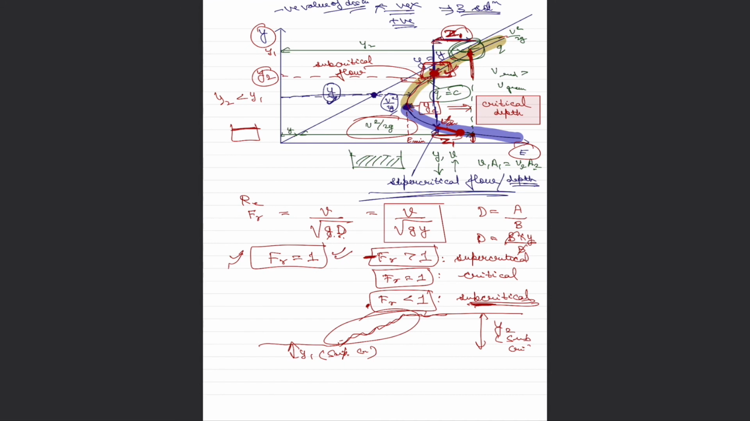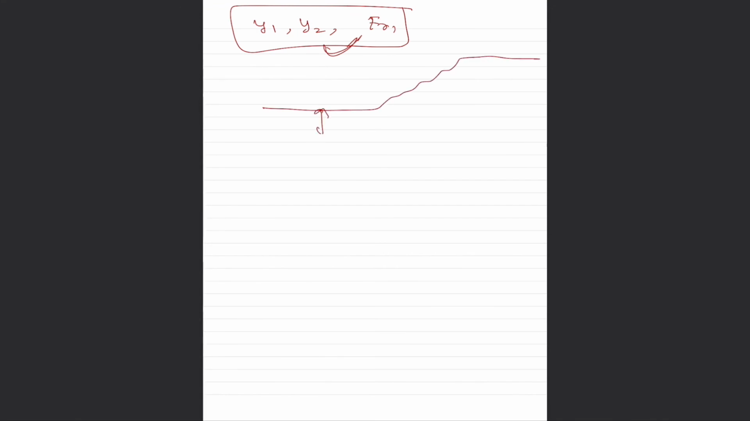And finally, we will conclude this module with discussions on formation of the hydraulic jump and the relationship between depth of flow and Froude number, and that is how we can determine, if a hydraulic jump happens and this is y1, what the depth would be after the hydraulic jump has taken place.